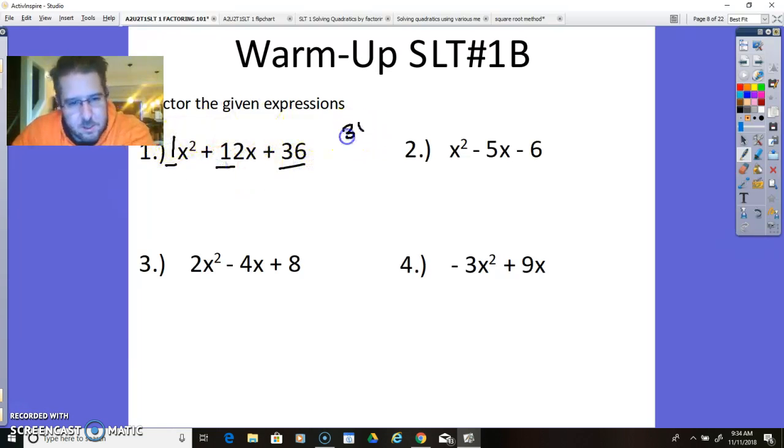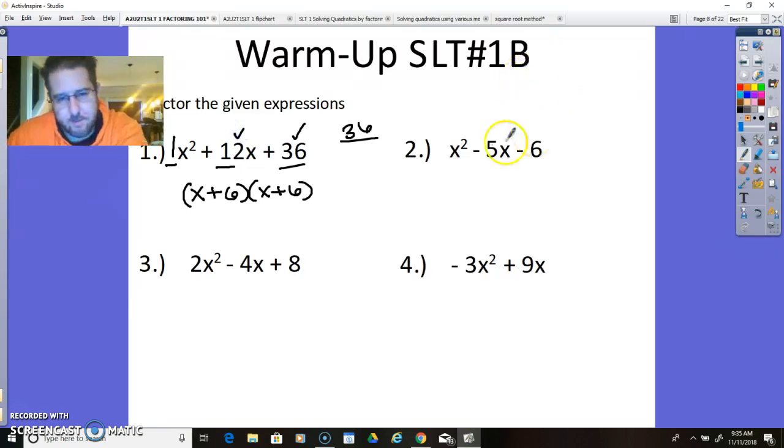1 times 36 is 36. And you figure out what two numbers multiply to get 36, but also add up to 12, and that would be 6 and 6. 6 times 6 is 36, and 6 plus 6 is 12. Check.